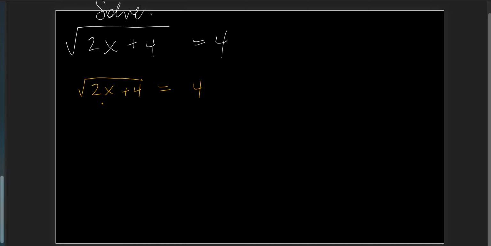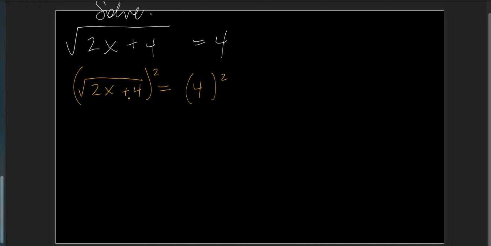So we want to get the 2 away from x, we want to get the 4 away from x, and x needs to get out from under the radical. So we actually deal with the radical first. It's a square root, so we do the opposite operation of square root, and that's to square. And we have to do that to both sides.